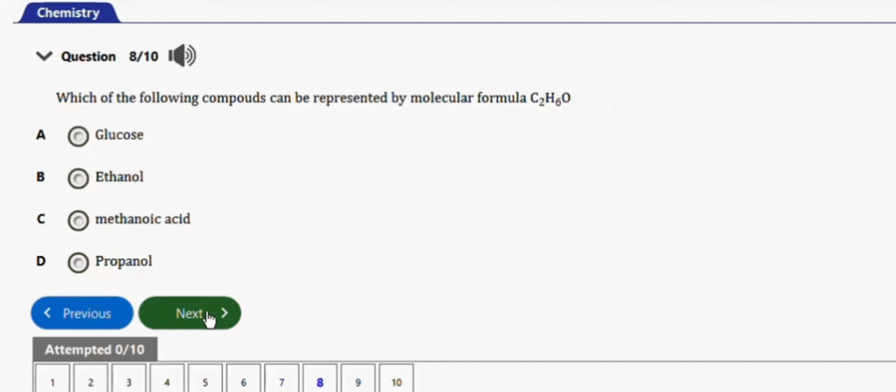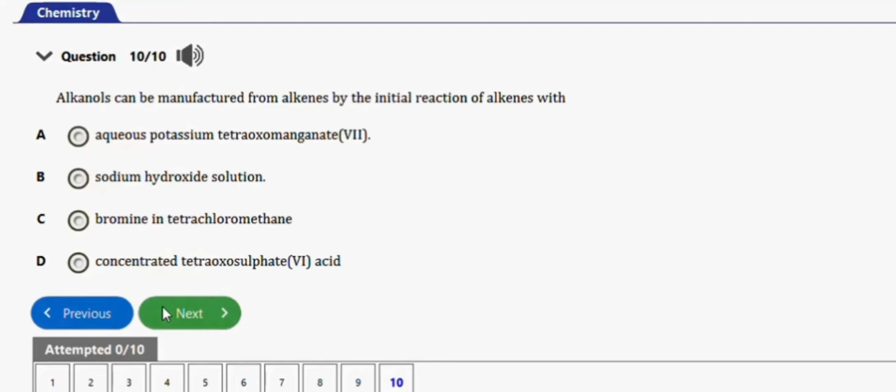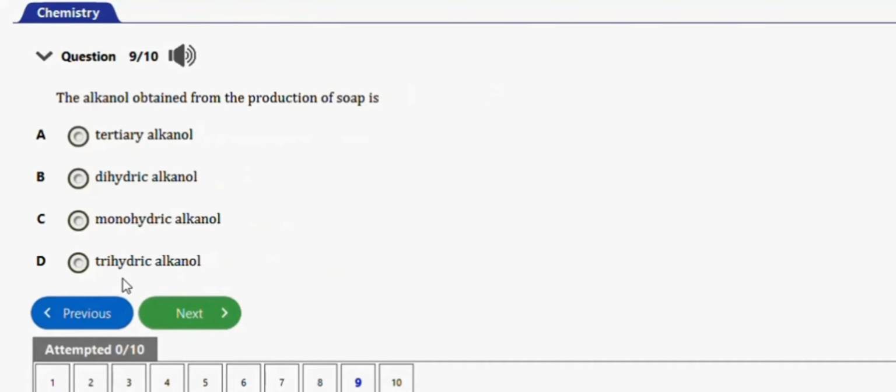Next question: which of the following compounds can be represented by this molecular formula? So the right answer would be ethanol, option B. Alright, the next question says the alkanol obtained from the production of soap is, so guys, take note of this question, trihydric alkanol. Alright, very important. The last question before I end this video will be this one. So this is dihydric alkanol.